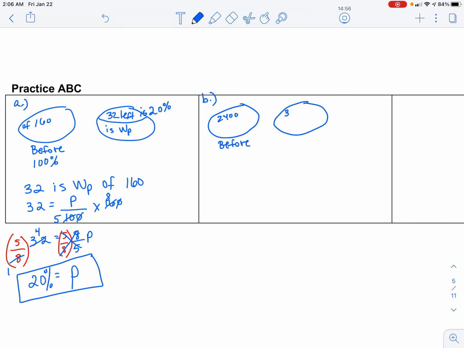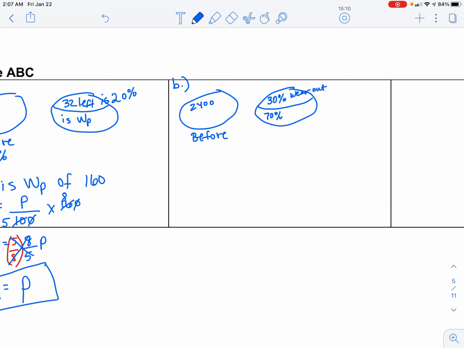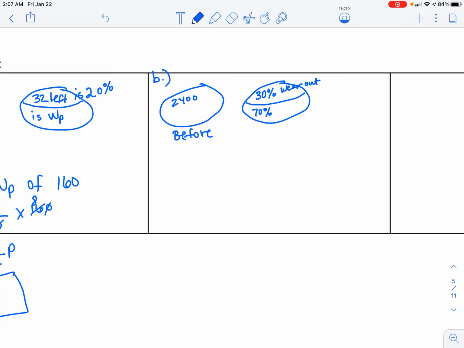Okay, so 30% gets worn out, right? 30%, that's not the word they use. What'd they use? Yes, they did, wear out. And the second part of that would mean that 70% remains, right? Because it has to total the 100%. What we're trying to find is how many pairs of thongs remain. So actually, this is the information we're trying to figure out, okay? What number is 70% of 2,400?